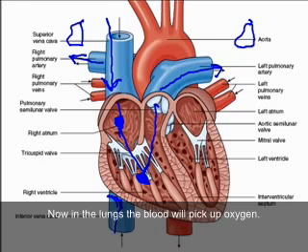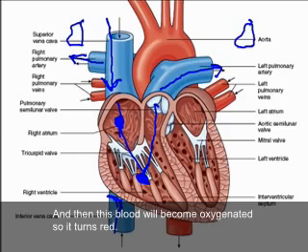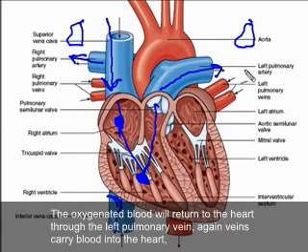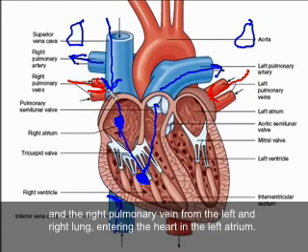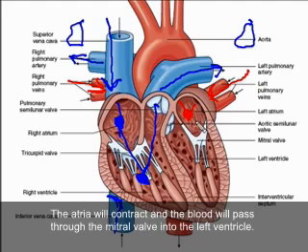Now in the lungs, the blood will pick up oxygen, and then this blood will become oxygenated, so it turns red. The oxygenated blood will return to the heart through the left pulmonary vein. Again, veins carry blood into the heart, and the right pulmonary vein from the left and right lung enters the heart in the left atrium. The atria will contract and the blood will pass through the mitral valve into the left ventricle.